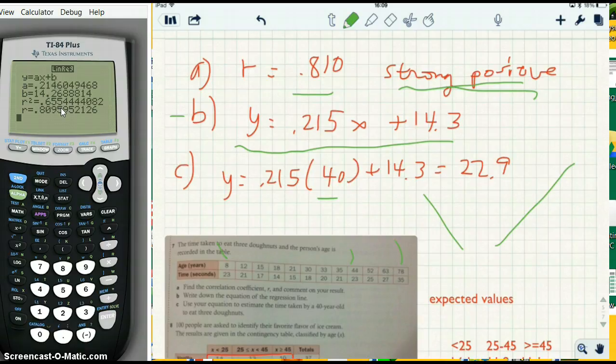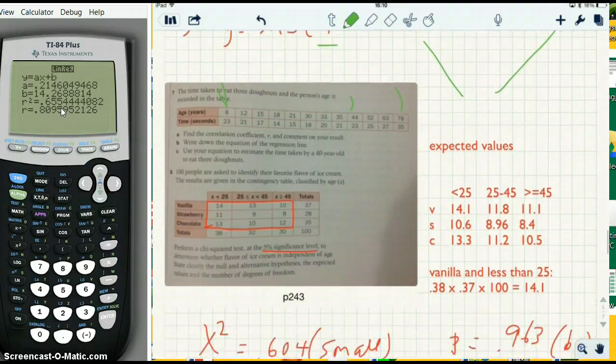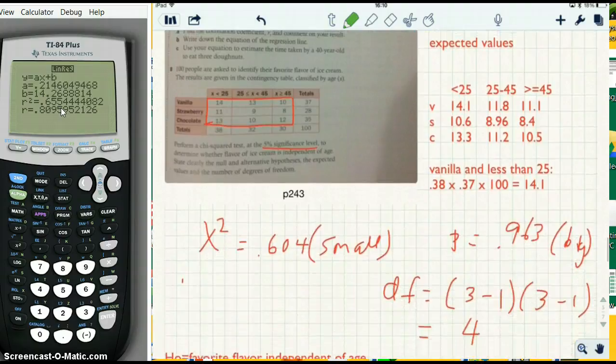Now, what if they said, oh, what about for a 3-month-old baby? Is this data reliable to predict how long it takes a 3-month-old baby to eat 3 donuts? No, because the lowest number you have is 8 years old, and that's very far away from 3 months old. So you cannot really predict the time it takes for people outside of these ages to eat 3 donuts. Okay? All right, now let's move on to the chi-square problem below.